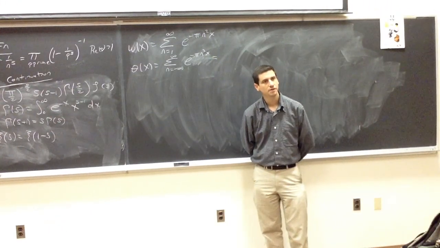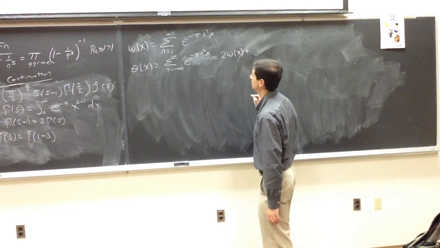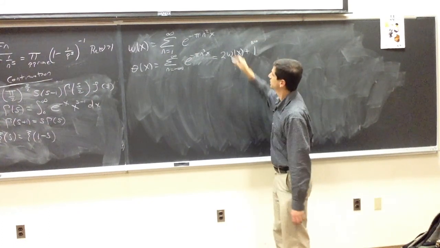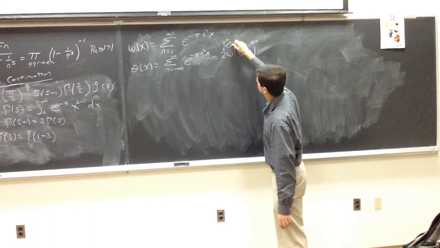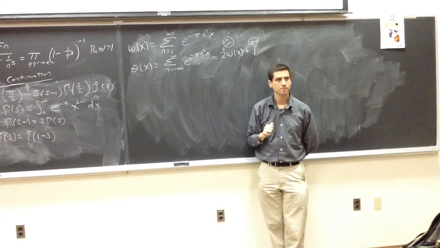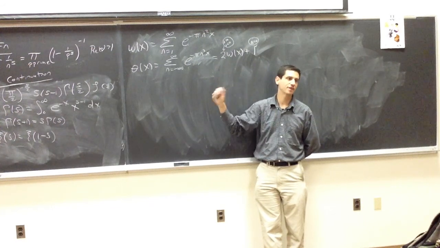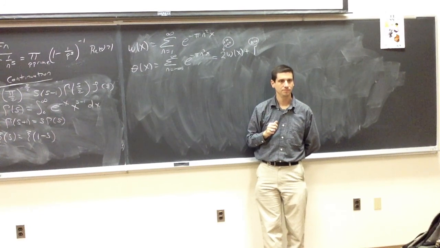Yes? Twice it, and something plus 1. So this is coming from the n equals 0 term, and this is coming from the n greater than 0 and the n less than 0 terms. Right? So if I understand omega of x, I understand theta of x. If I understand theta of x, I understand omega of x. Which do you like better? Great. Why do you like theta better?